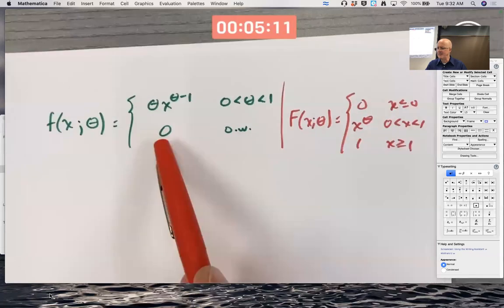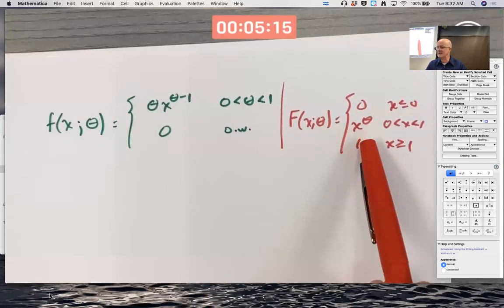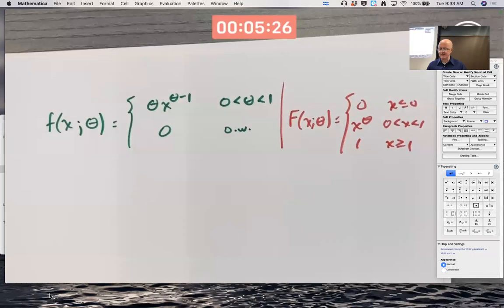This is a PDF. I mean, obviously the CDF, you can see, goes to 1 as x goes to 1 from the left. As x approaches 1 from the left, x to the theta is going to approach 1. 1 to the theta is 1. This is a valid PDF.